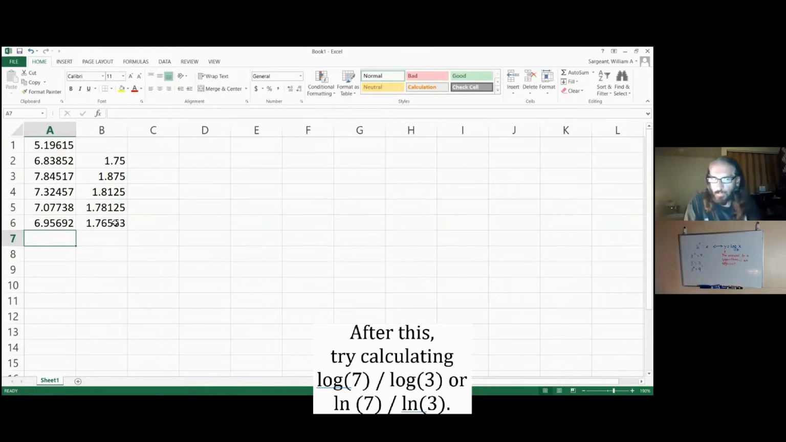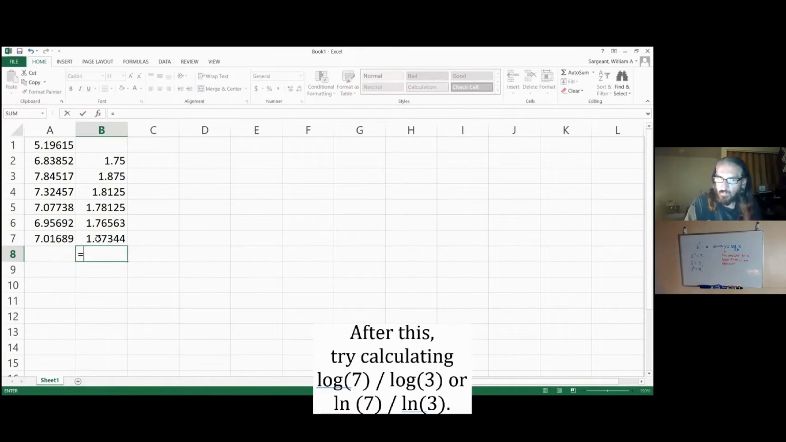Now it's too low. So I'm going to go halfway in between these two. I'm trying to squeeze this in. And it's a little too high. So I'll go halfway in between these two, the one that was too low and the one that was too high. Raise 3 to that power. Too low. So I'll go halfway in between the last two.